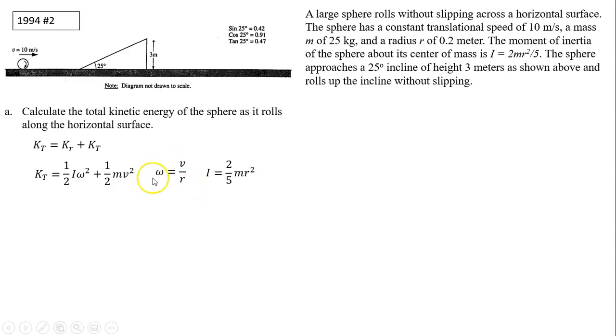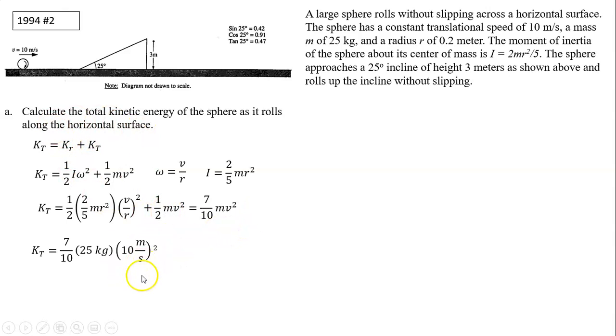Omega and r are related by this equation: omega equals v over r, because this is rolling without slipping. Now if we put everything in this equation, you will have K total. The total kinetic energy equals 7/10 mv squared. So this is the equation for total kinetic energy for a solid sphere rolling without slipping. Now in order to find the total energy, we simply substitute the numbers, and you should have 1750 joules.